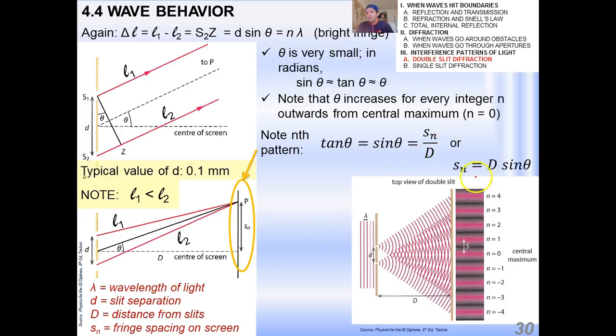Now, in other words, S equals d sine theta. But since d sine theta equals n lambda, I put it all together and I can say that S sub n, or S, equals D n lambda over little d, okay?